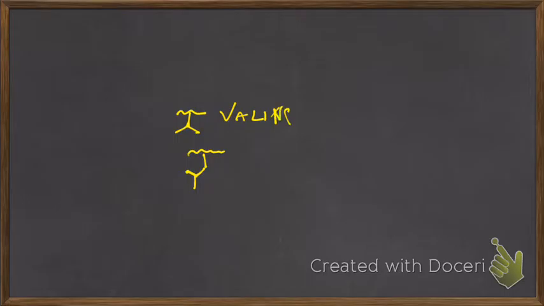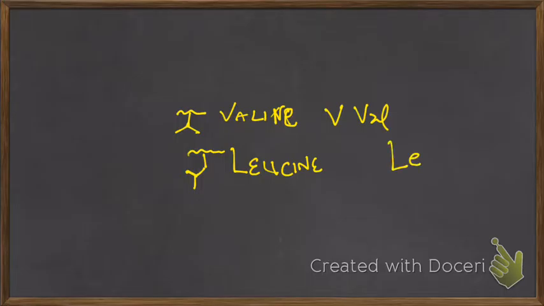Oh, I hate this one. It is so hard just to write on. Remember, the letter was V and VAL, which is the 3-letter code. Then this one was leucine. That's a U. This didn't come out very well. And its 3-letter code is LEU. This thing has a vendetta against the letter U. All right, and what do you suppose its 1-letter code is? It's L. Then we have isoleucine.